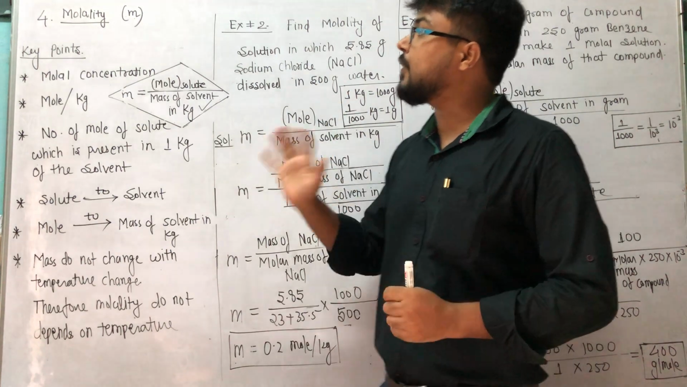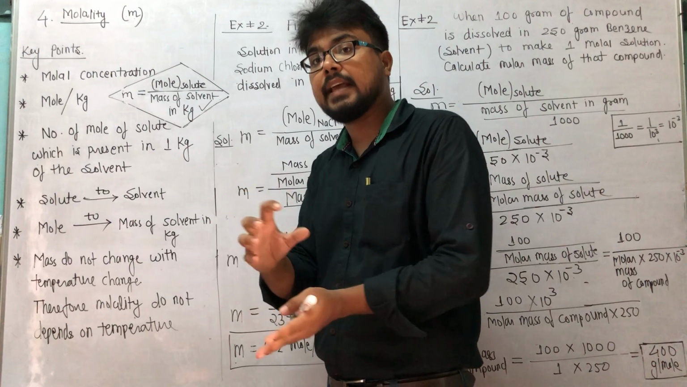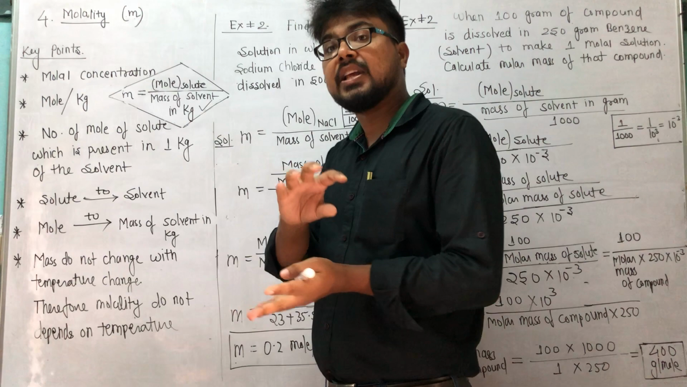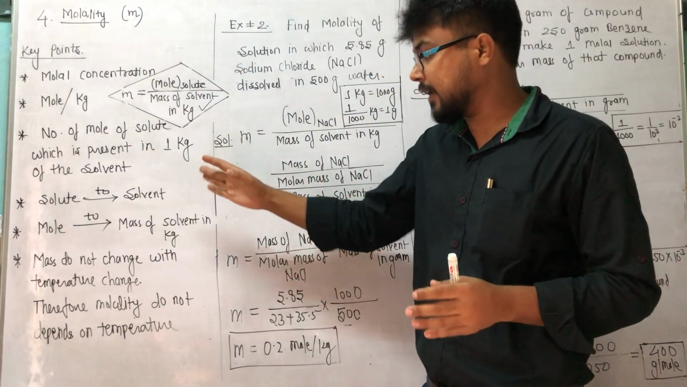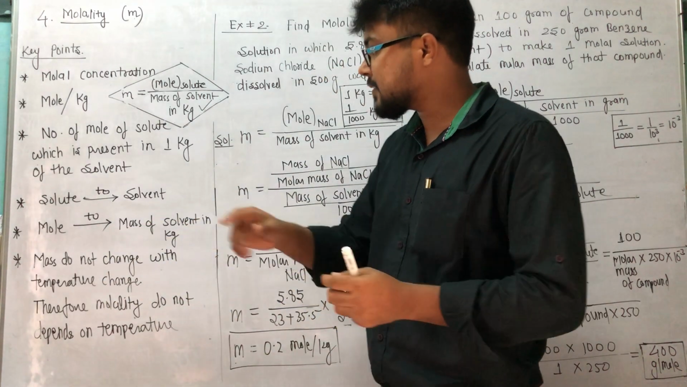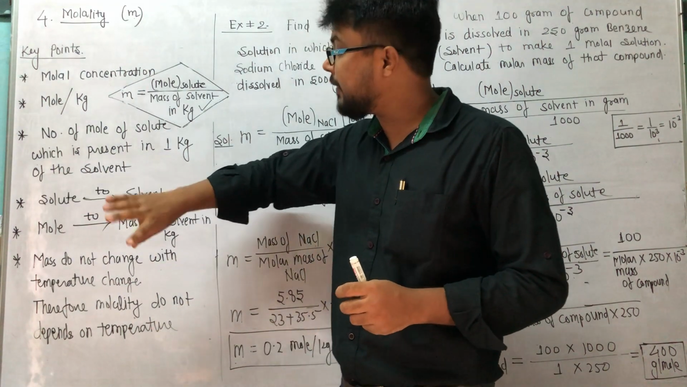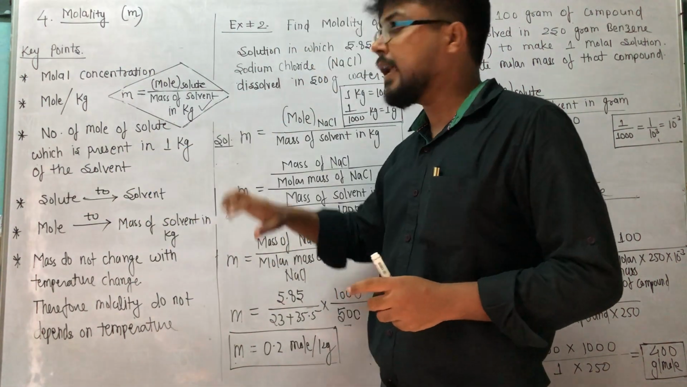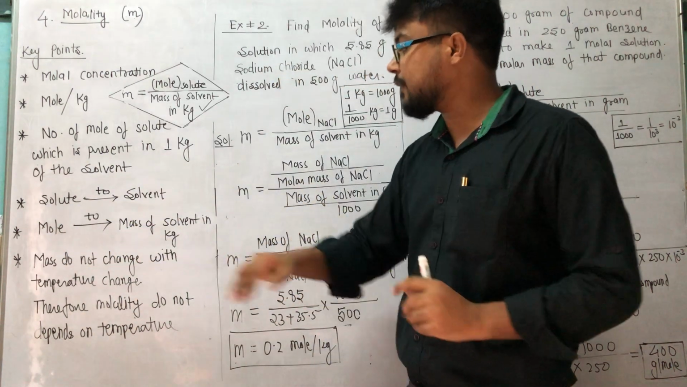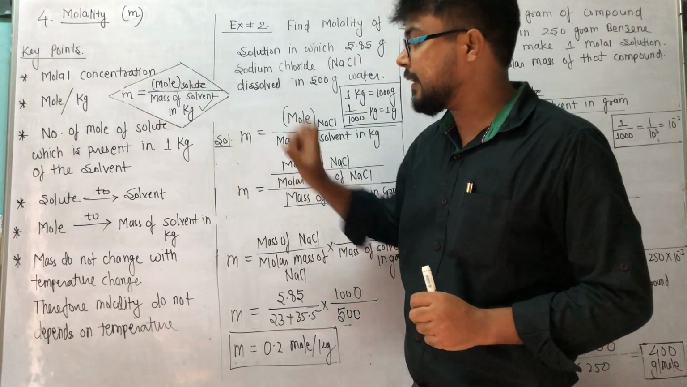Here it is the only concentration term for which we take solvent as the medium, not solution, because it is temperature independent. In the next bullet point we will discuss that. Next is solute to solvent, meaning what? Some amount of solute is dissolving in solvent, and the amount is taken in moles. So moles of solute dissolved in mass of solvent in kilograms, correct, as per unit and definition.